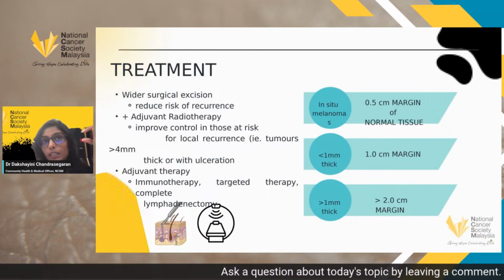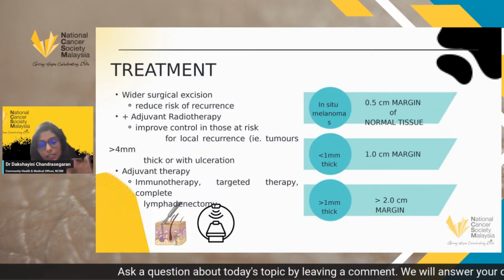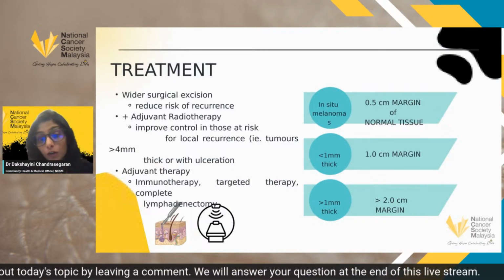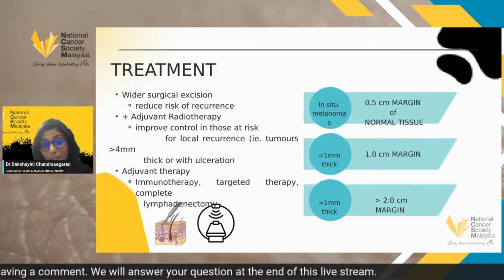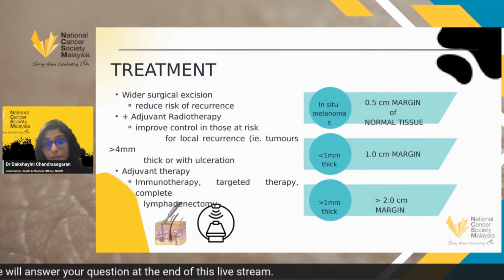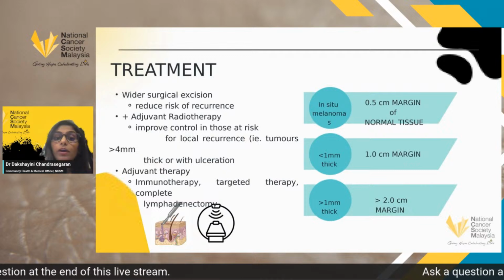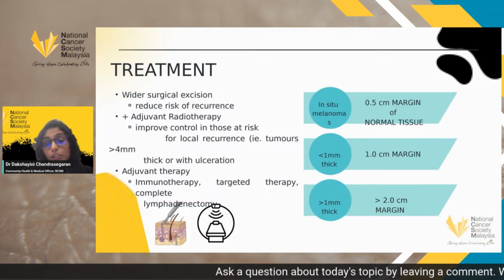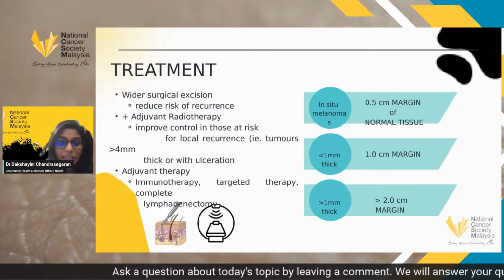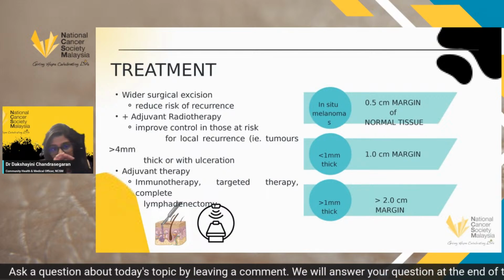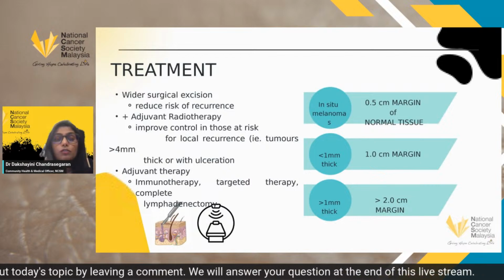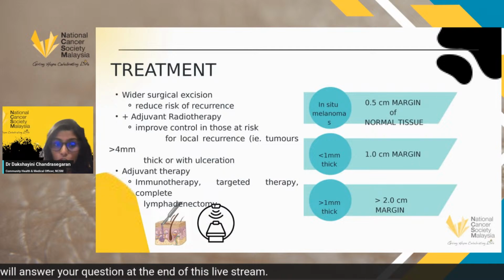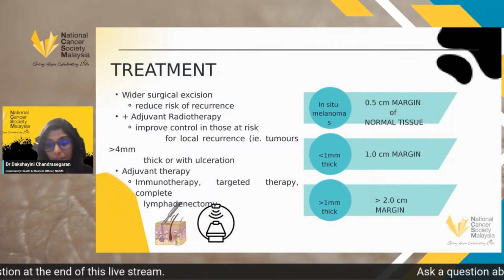So in situ, meaning it hasn't invaded into the adjacent cells, you would remove a 0.5 centimeter margin of normal tissue. If it's less than 1 millimeter thick, then you would remove a 1 centimeter margin of normal tissue. And if it's more than 1 millimeter thick, at least 2 centimeters of margin of normal tissue needs to be removed. And for those with higher risk of recurrence, such as tumors that are more than 4 millimeters thick, or there's presence of ulceration, you would also give adjuvant radiotherapy. Next.